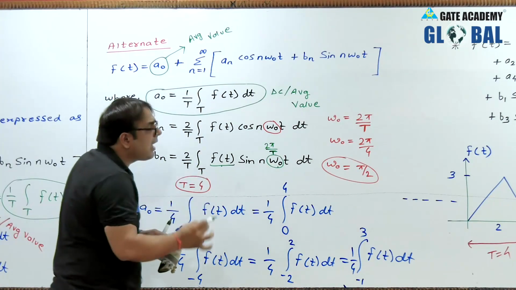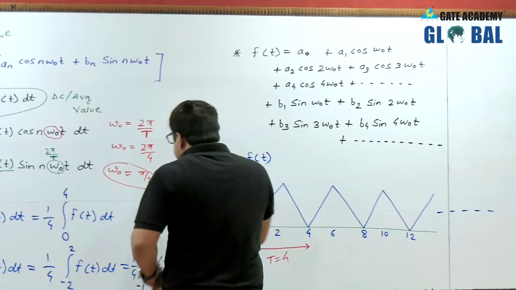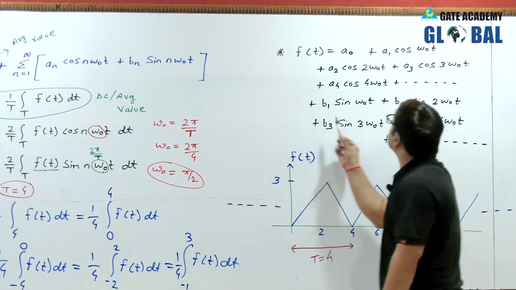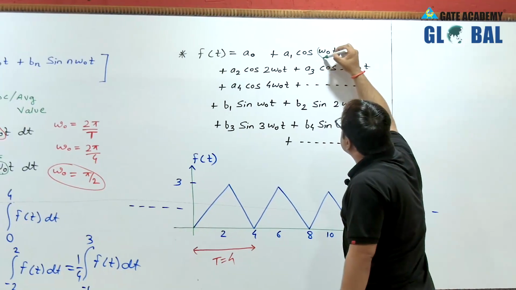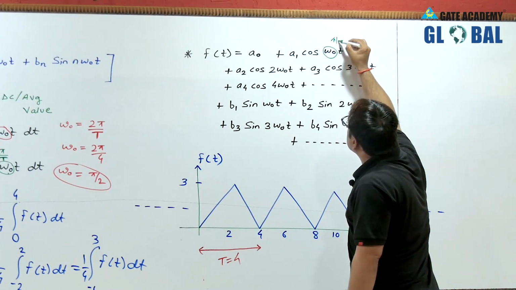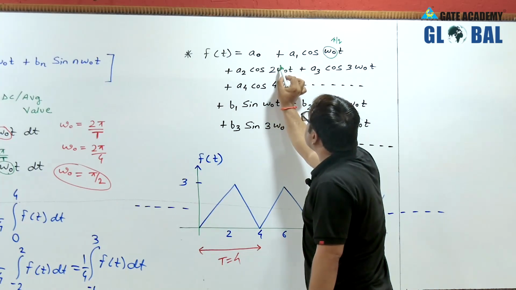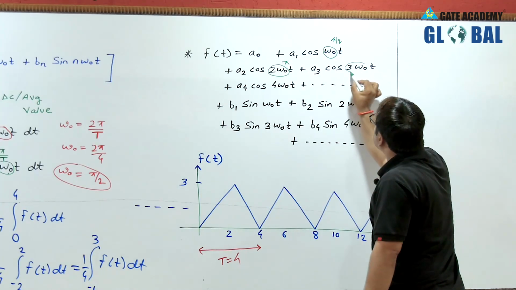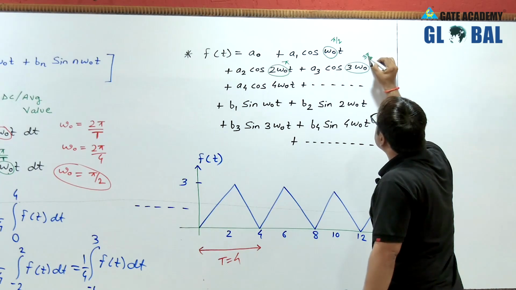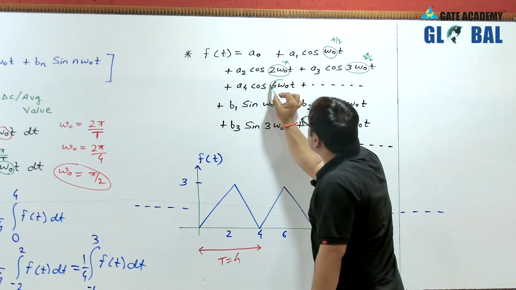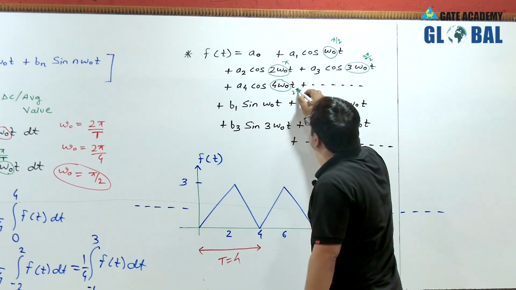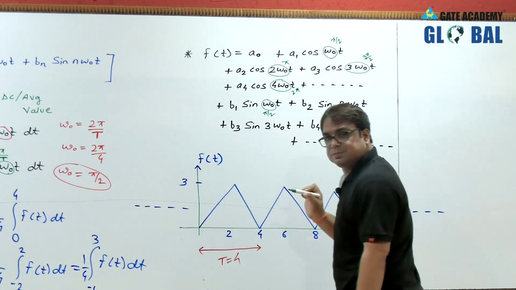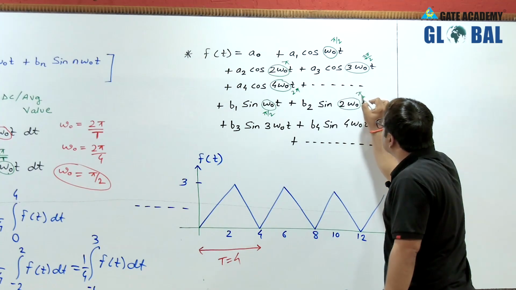Okay, now coming to the next point. For this example, we have calculated the value of omega naught as pi upon 2. So what should be 2 times omega naught? 2 times omega naught will be pi. What will be 3 times omega naught? It will be 3 pi upon 2. What will be 4 times omega naught? It will be 2 pi.